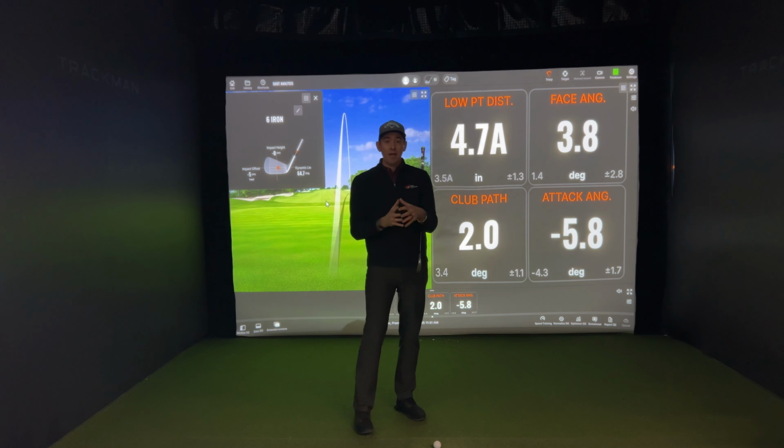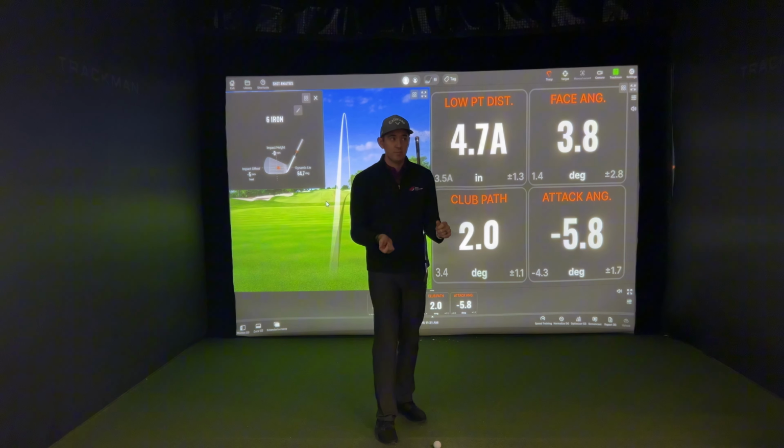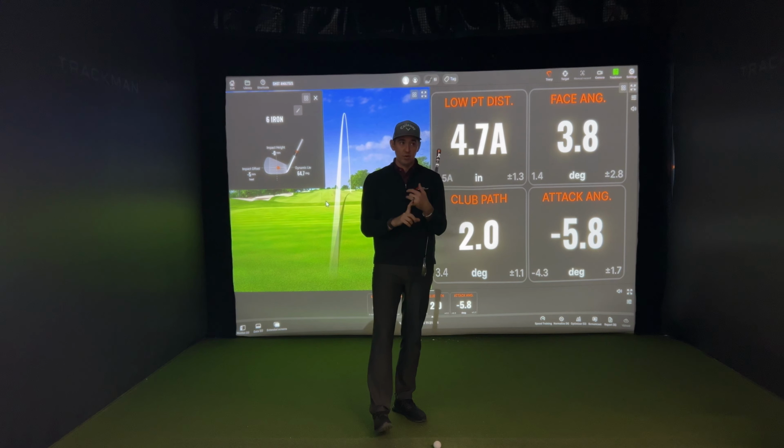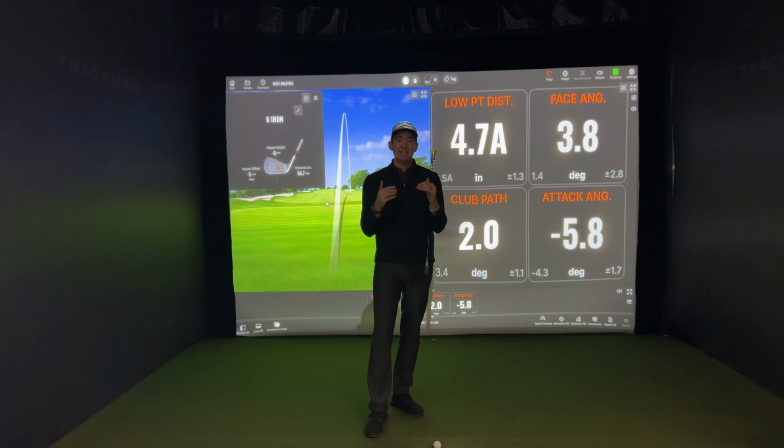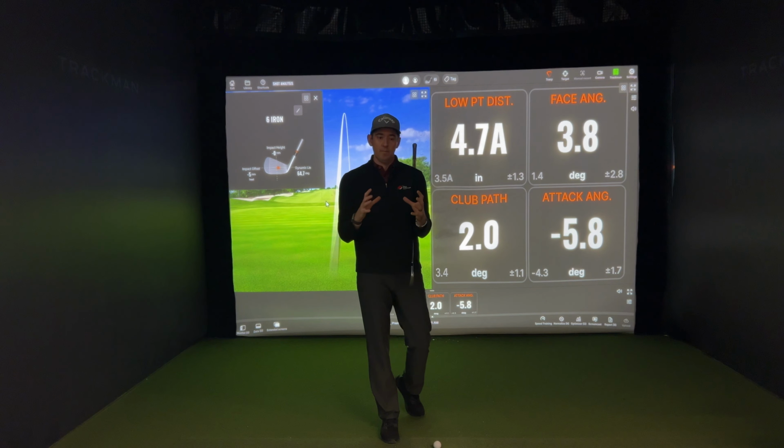Then we have club path, right? The direction that the club is moving. Make sure you take care of club face first before you look at club path. And then the last one is angle of attack. Are we hitting down on the golf ball? Are we hitting up on the golf ball?